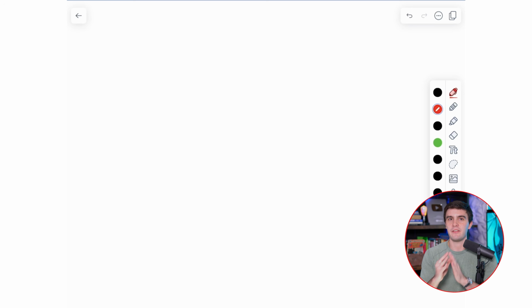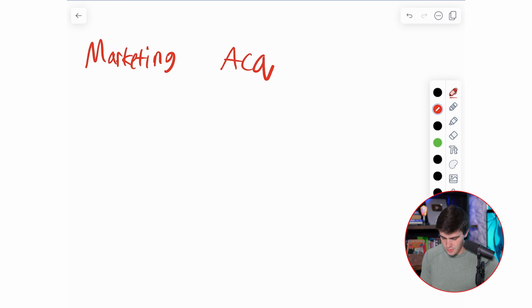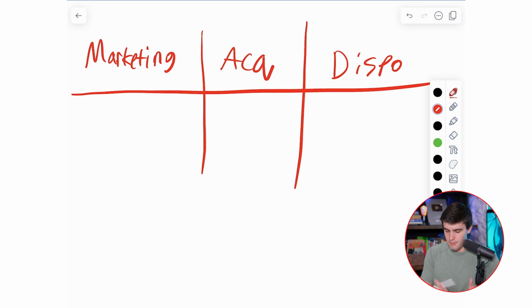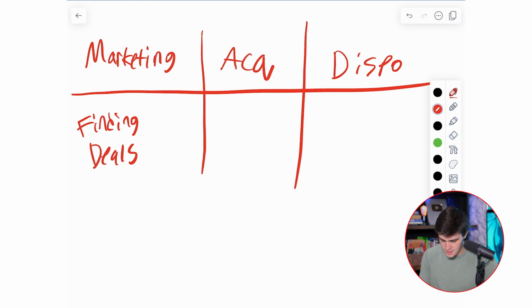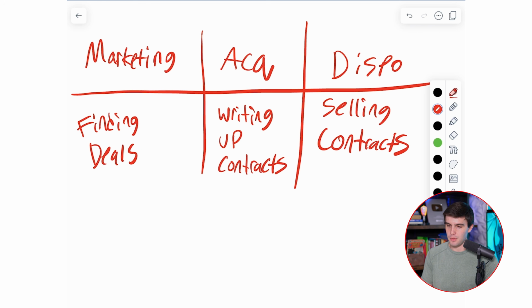Now with wholesaling real estate, if I have to divide it into 3 parts, I divide it into marketing, acquisitions, and dispositions. That is it. So a little analogy right here: marketing, acquisitions, dispositions. Marketing is basically the art of finding deals. Acquisitions is writing up contracts, and dispositions is selling contracts. Pretty simple. So in wholesaling real estate, these are the 3 things you do on a daily basis.